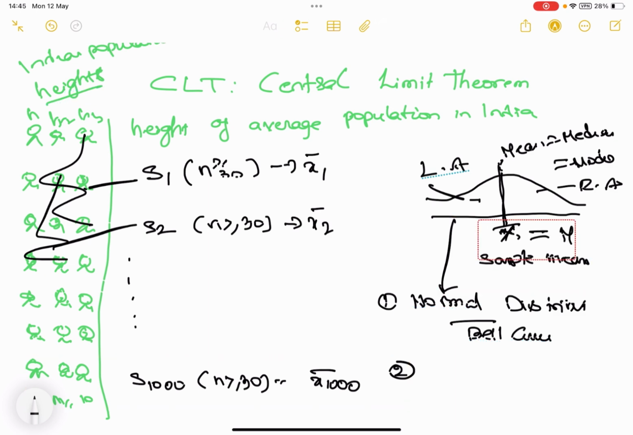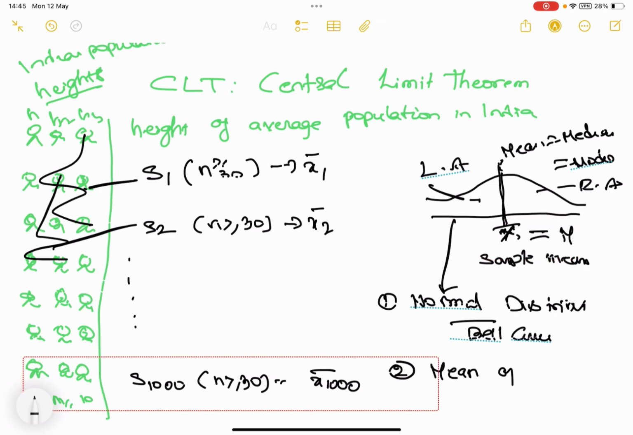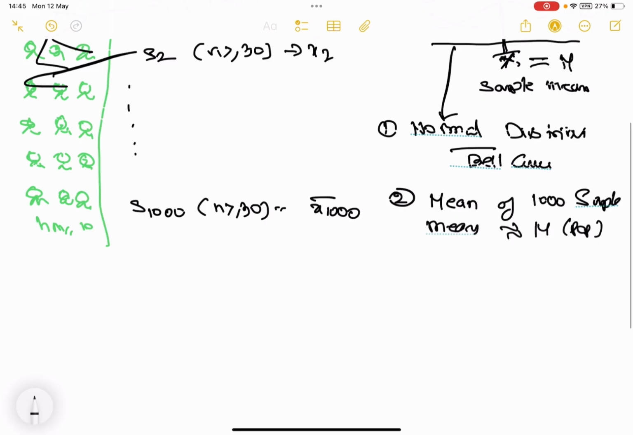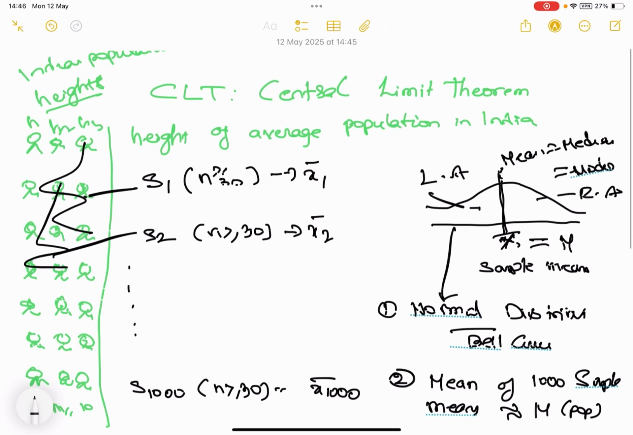When I say x bar equal to mu here, since we have plotted this distribution using the sample means, the mean of the 1000 sample means will be almost equivalent to the population mean. These are the two important things the Central Limit Theorem says.